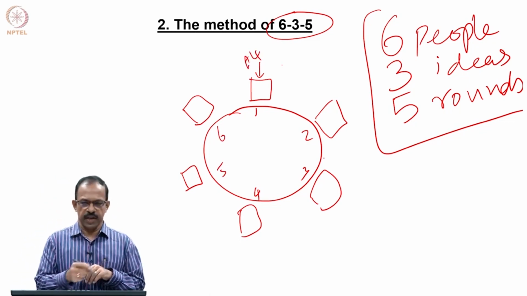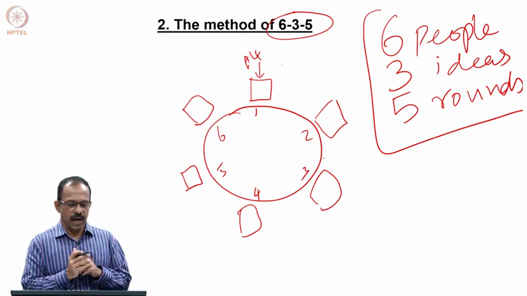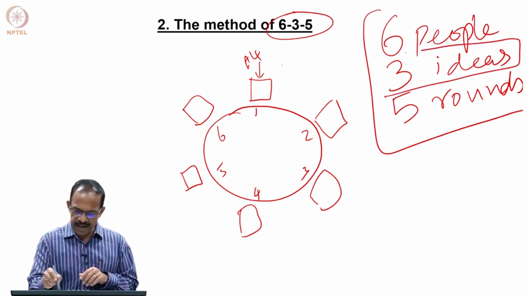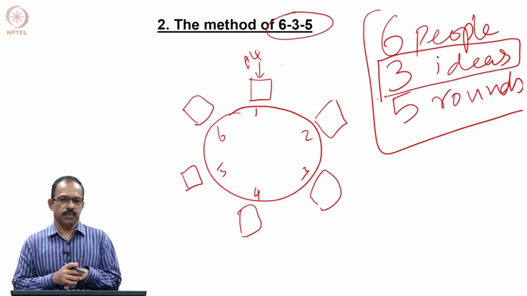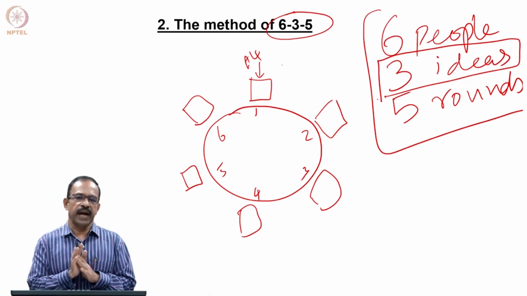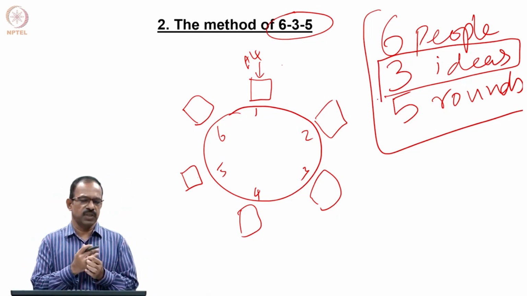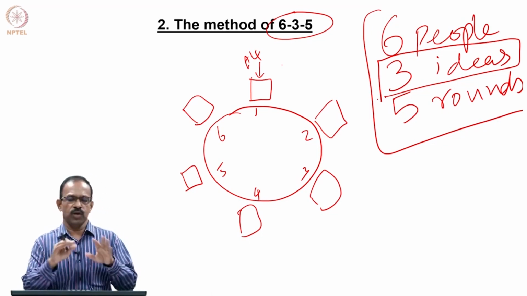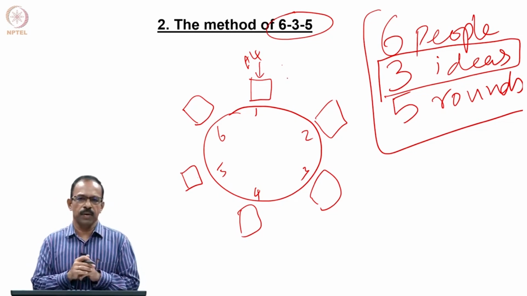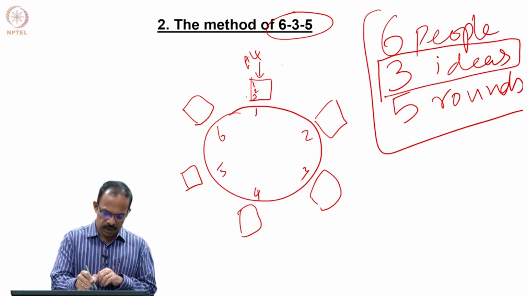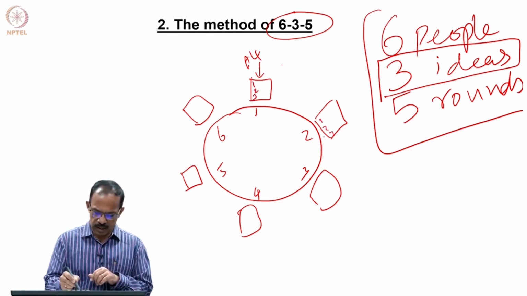So, each one will have an A4 sheet, and we will ask each one of them to give 3 ideas for solving the problem. The problem is already given, and each one of them will be asked to give 3 independent ideas without any discussion. They can sketch or explain in whatever way they want; the idea can be expressed using this A4 sheet. So, here he will be writing 1, 2, 3 ideas. So, each one will be writing 3 ideas.